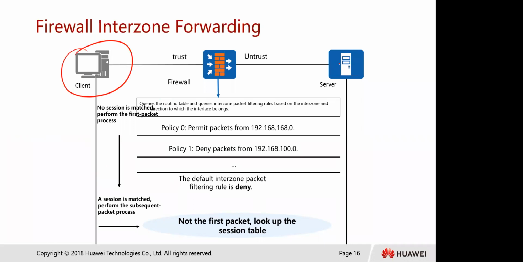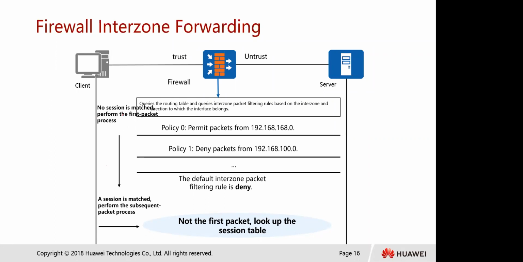We have our client, which is also trying to communicate with our server. All the clients which are behind our firewall are in what we are calling our trust zone, and others who are coming from outside, our outbound zone, we have our untrust zone. So we have our firewall. It queries the session table and inter-zone packet filtering rules based on the inter-zones and the direction to which the interface belongs.